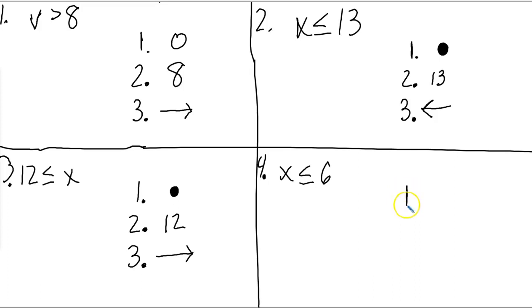Okay, number 4, step 1. The sign has a line under it, therefore it is a closed dot. Step 2, the number is right there for you. We will be plotting on the number 6. Step 3, which way is the arrow going? Well, my variable is on the left, and the sign is pointing left, so we will follow the sign, and it will be going to the left.